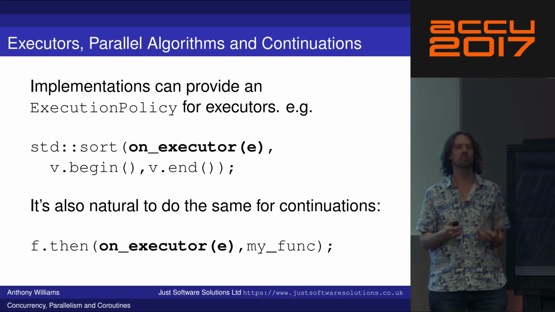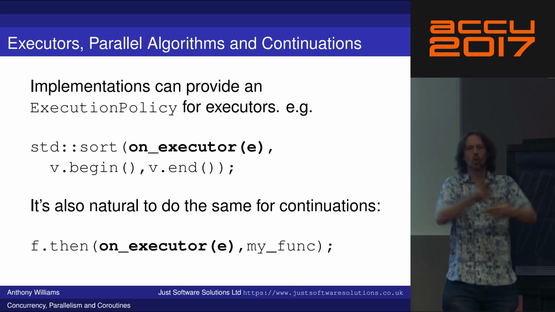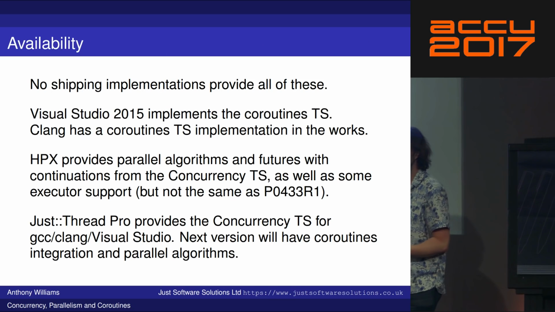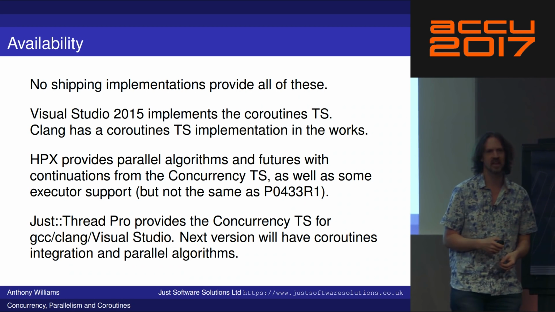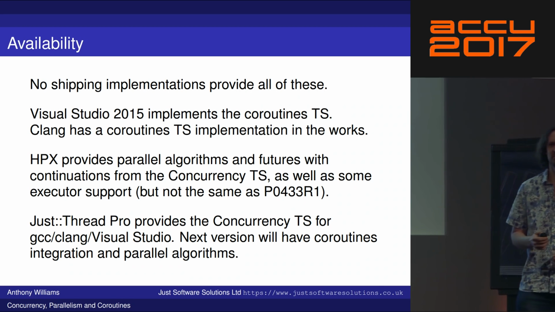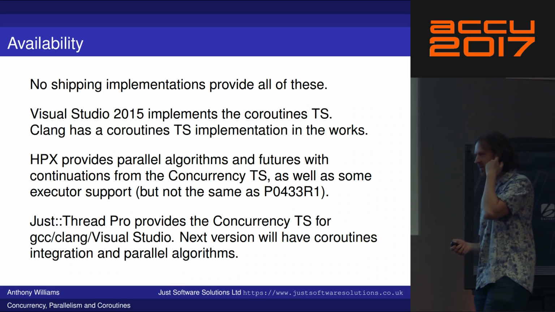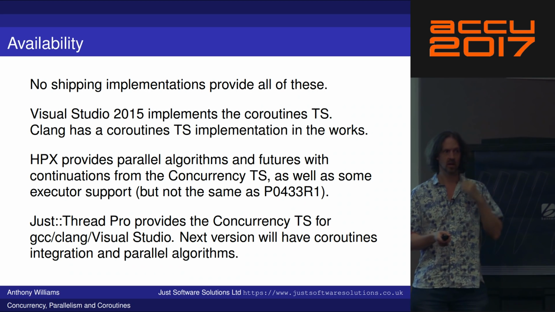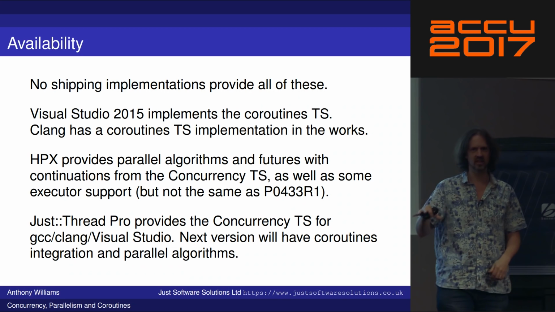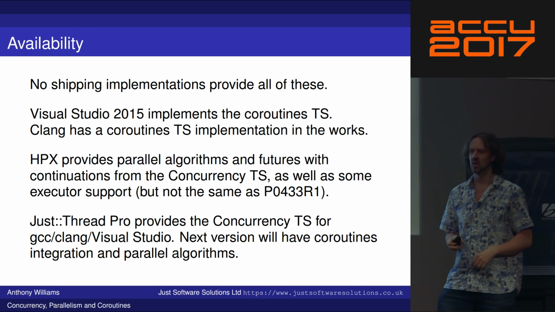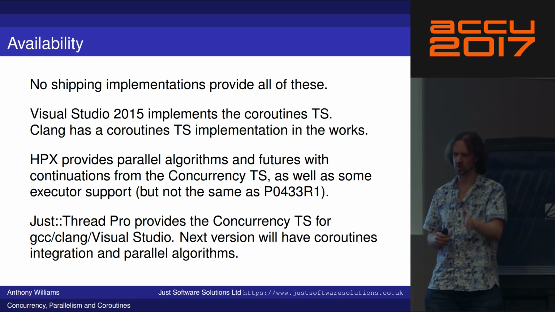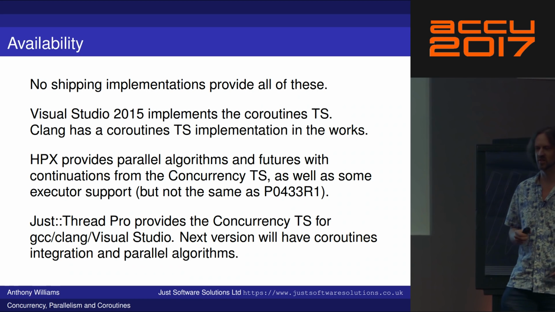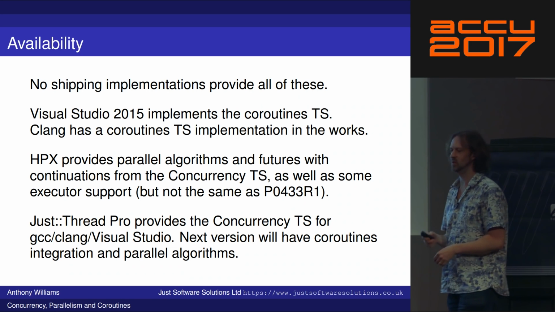If your implementation provides all these things, then there's lots of ways of making sure they all integrate nicely. Sadly, there isn't currently any implementation that provides all these things. Visual Studio 2015 and 2017 implement the Coroutines TS. I think the 2015 one is a little bit out of date compared to the TS, but the 2017 one pretty much nails it right on, because the TS editor is Gor, who wrote the Visual Studio one. He's also working on the Clang one, which I believe isn't quite ready yet.